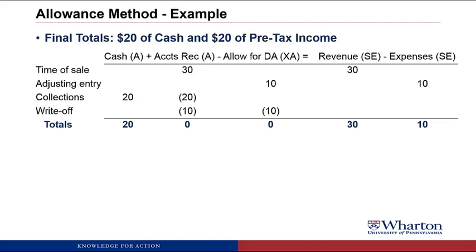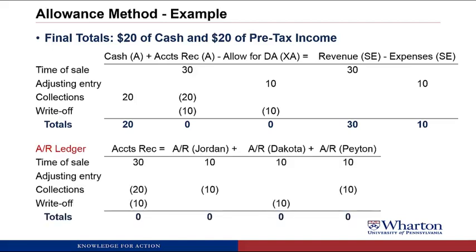If you look at the allowance, it started at 10 because we didn't know who was going to pay us, but we thought somebody would. Then when we found out it was Dakota, we didn't need the allowance anymore, so we reduced it by 10 to zero it out. We have 30 of revenue, 10 of bad debt expense. That's a net of 20 of pre-tax income. And note that when all is said and done, the $20 of pre-tax income equals the cash that we actually collected. In our accounts receivable ledger, everything is zeroed out at this point because either people have paid us what they owe us or we've written off their account, given up on ever collecting it.